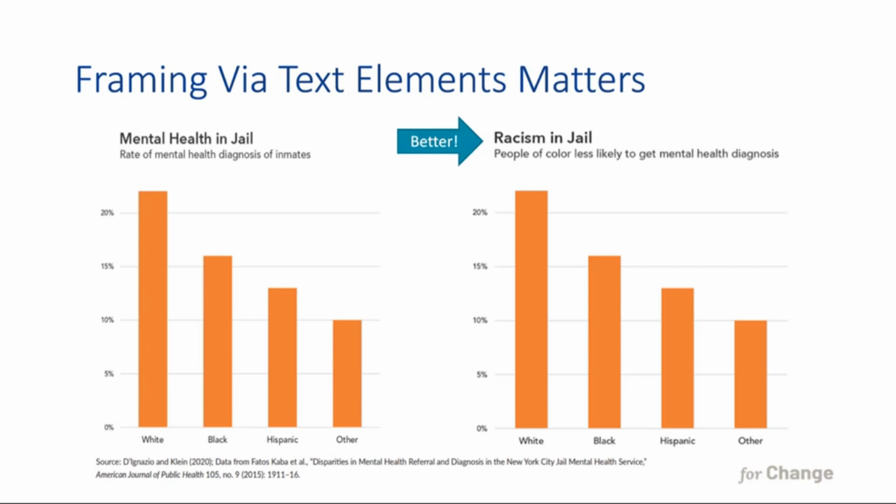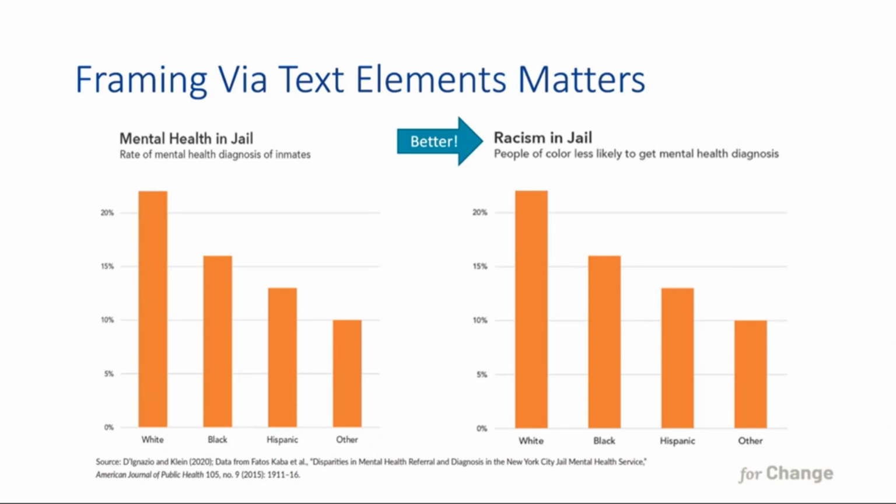So the study found evidence that diagnosis numbers shouldn't really be trusted due to racial and ethnic discrimination. And that's not really being communicated in that left-hand side title, mental health in jail. Changing it to the right-hand side, racism in jail, shares a different story and better provides more context for the data. The data itself in the two charts is exactly the same, but the story changes with the way you're using your language and the text.